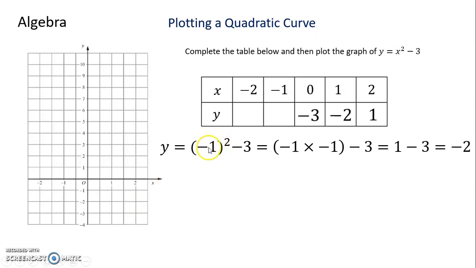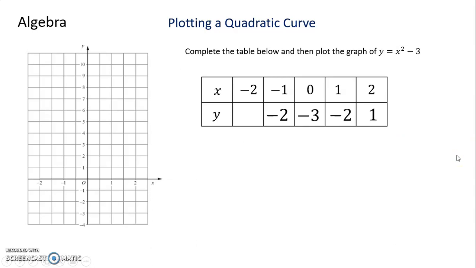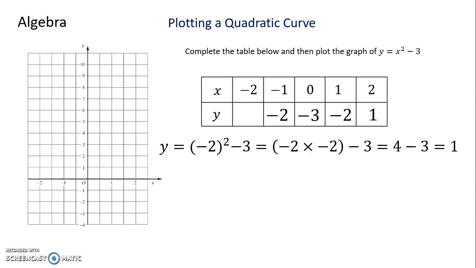And you can see I've put brackets in here. If you use a calculator, you will need to do the same. So negative 1 squared subtract 3. We know that negative 1 times negative 1 will give us positive 1. So we'll have 1 subtract 3, which will give me negative 2. And then finally, negative 2 squared subtract 3. Negative 2 squared will give me positive 4. And then when I subtract 3, I'll get 1. So again, you can see that there's some symmetry in these values here for the y coordinates.